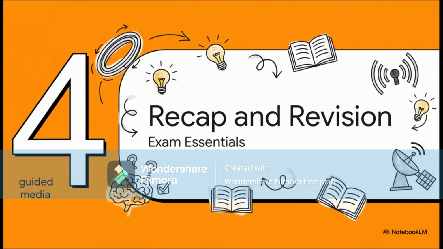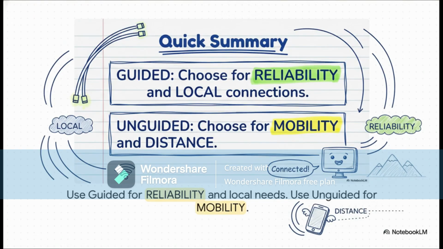Whew, okay, that was a lot of information, I know, but we can boil it all down to the absolute essentials. So let's do a super quick recap to make sure you've got this locked in for your revision. Here's the bottom line. If you have to choose, when do you use each one? It's actually pretty simple. You choose guided when you need rock-solid reliability for local connections. And you choose unguided when you absolutely need the freedom of mobility and you have to cover a long distance.